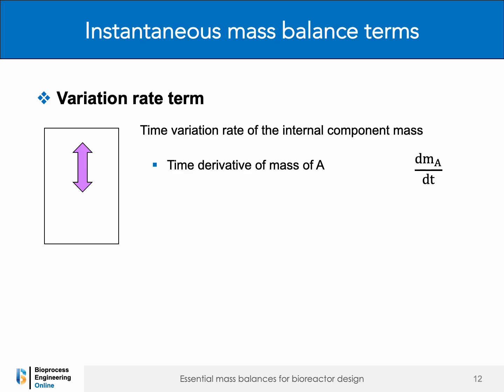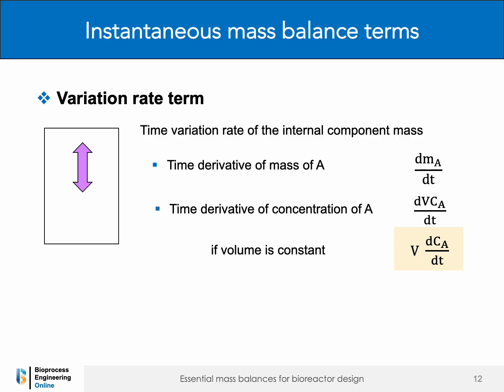The variation rate term represents the rate of variation of the internal mass of component A inside the system. Mathematically, it is expressed as the time derivative of the internal mass of A, dMA over dt. It can also be expressed as a function of the concentration of A, d(V CA) over dt, and when the volume V remains constant, this expression simplifies to V dCA over dt, the product of the volume by the time derivative of the concentration.